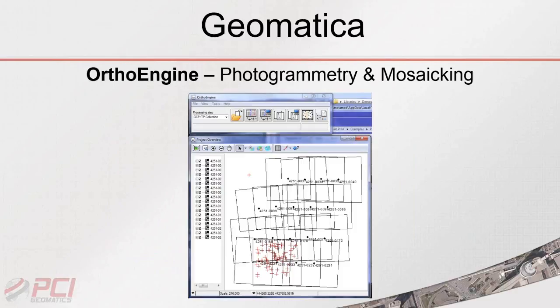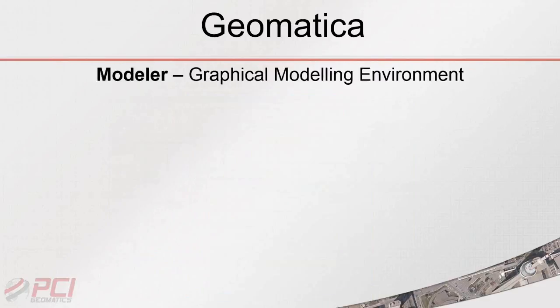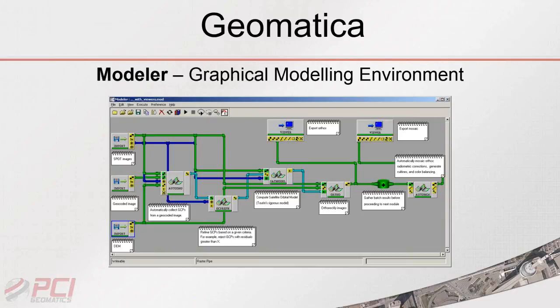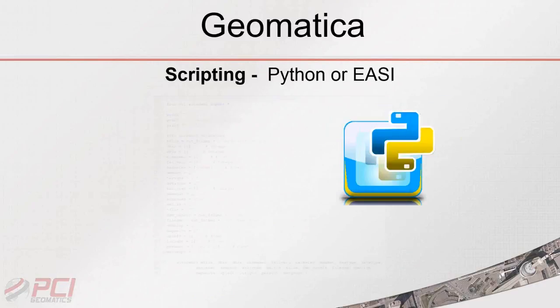We have our Ortho Engine tool, which is a tool that's used for photogrammetry and mosaicing. We have a modeling environment, which is a nice way to visually create workflows and test out different workflows to see if we attain the results that we want. Also, we can achieve some nice automation here. In the same vein, in terms of automation, we have added with the latest version of our software the ability to script using Python in addition to Easy. Easy is our own scripting language that has been available with PCI software for many, many years.